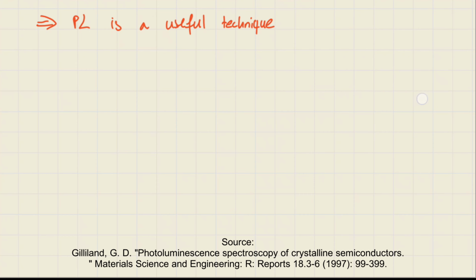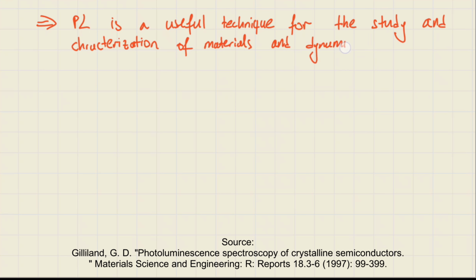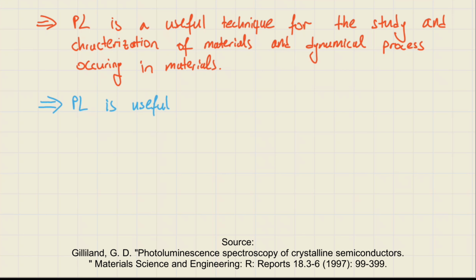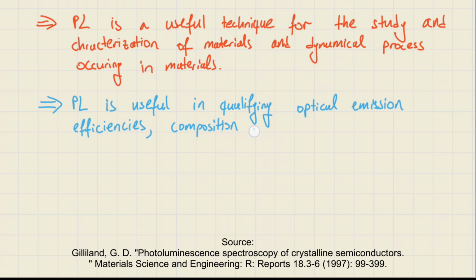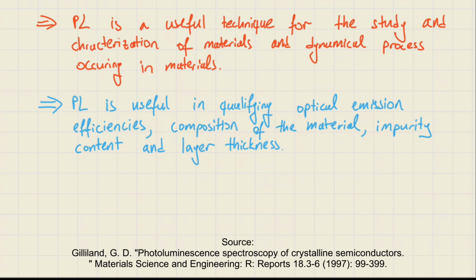Photoluminescence is a useful technique for the study and characterization of materials and dynamical processes occurring in materials. Photoluminescence is useful in quantifying optical emission efficiencies, composition of the material, impurity content, and layer thickness.